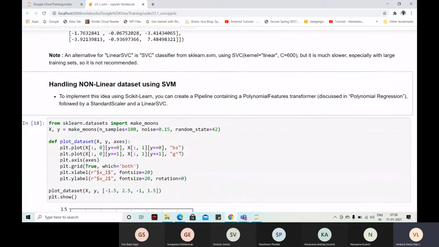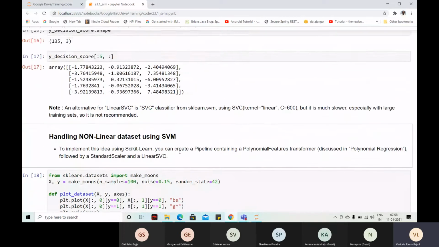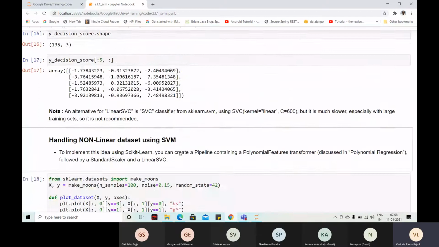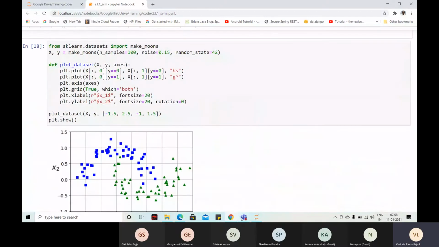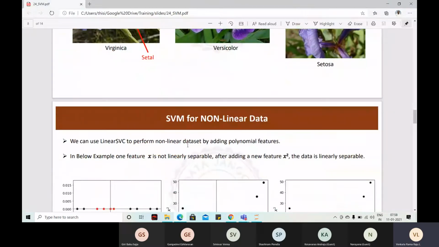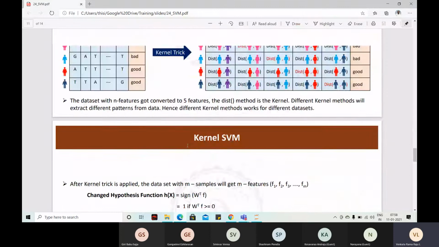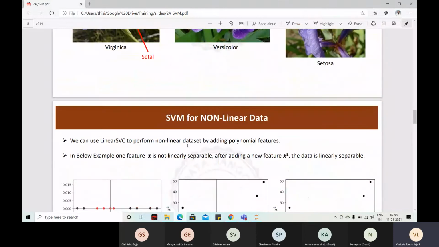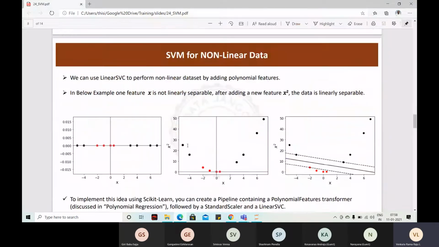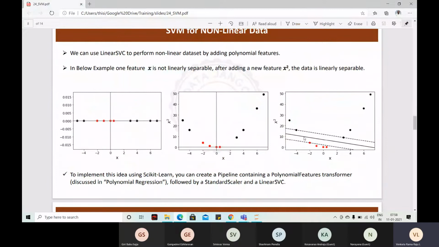Give me 1 second. Yeah, this is the, so no, this is the image I am looking at.